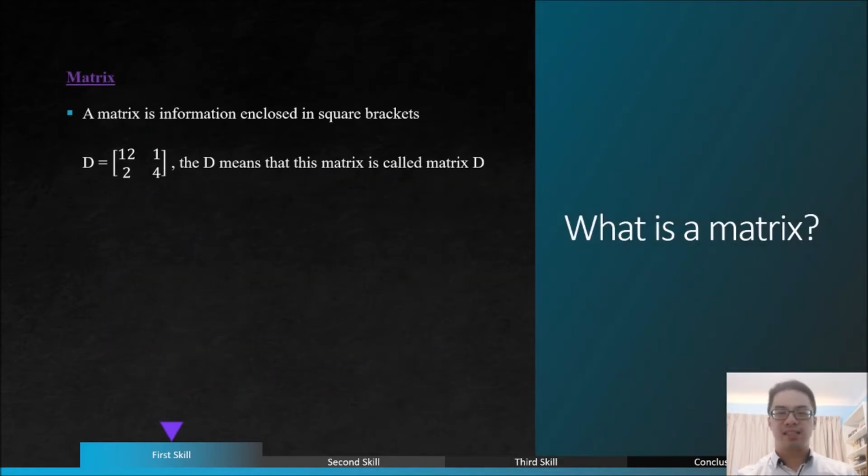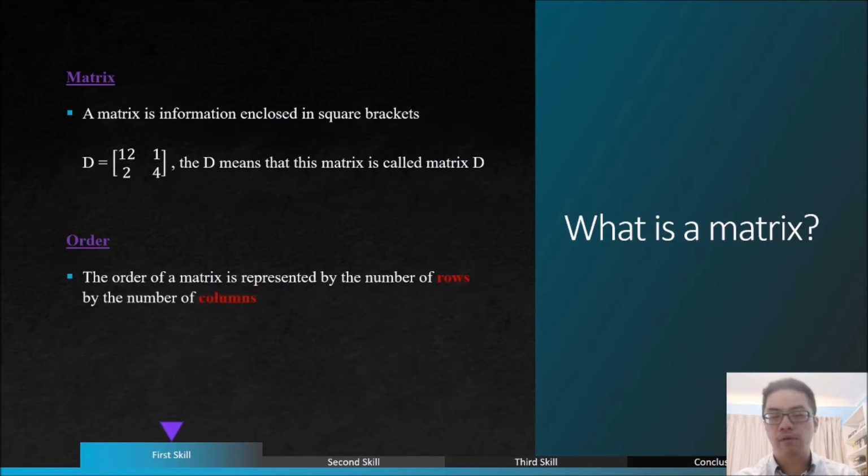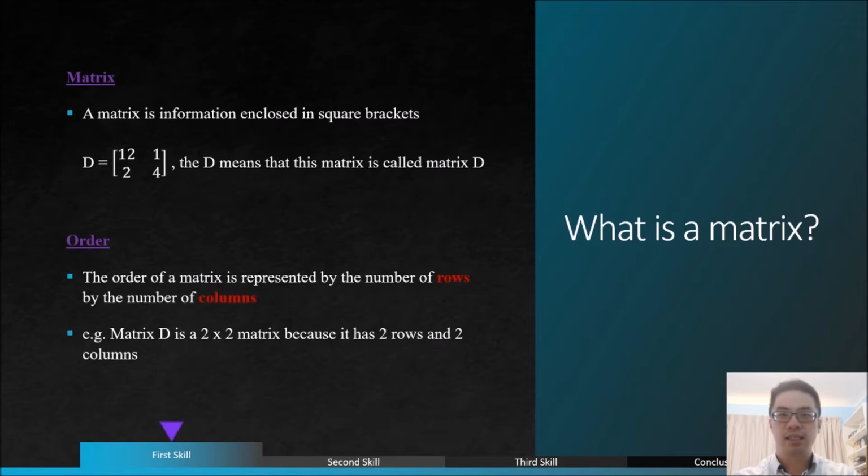So a matrix is information enclosed in square brackets. So the letter D here represents the matrix D, and the matrix D has 4 pieces of information. Now the order of a matrix is represented by the number of rows by the number of columns. So in this example, matrix D is a 2 by 2 matrix because it has 2 rows and 2 columns. Just a reminder, the rows are the purple lines and the columns are the vertical lines.